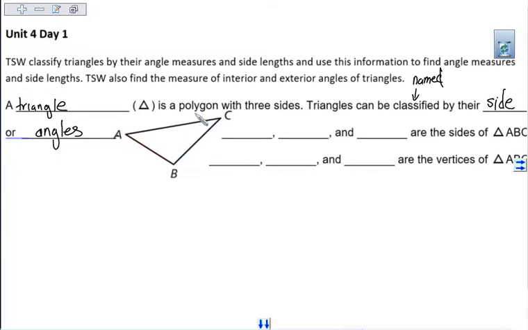So we have a triangle ABC here. The sides of triangle ABC are segment AB, segment AC, and segment BC. The vertices of triangle ABC, remember that the vertices is just a fancy name for corners, are A, B, and C.